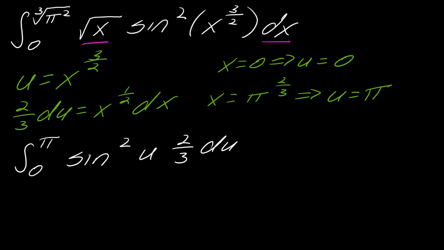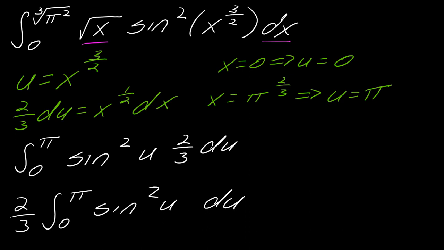So there's kind of everything substituted. And one thing that I want to do just to make my life a little bit easier, I'm going to take this 2/3 and I'm just going to drag it out in front. So this will be 2/3, then I go from 0 to pi, sine squared u du. All right, so now here's what I've got to integrate.